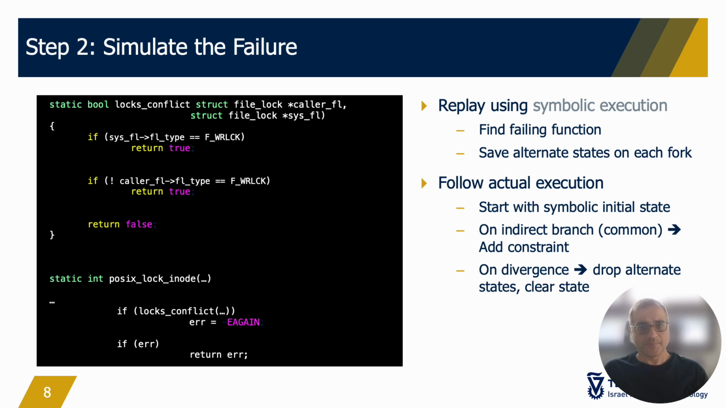We follow the actual execution, starting from a fully symbolic initial state and handling divergences. In some cases, we can handle those gracefully by adding constraints during indirect branches. In others, not as much, which might impact correctness. Once we've identified the error originating function, we've established our starting point for the backtracking phase, in which we will find the actual root cause.